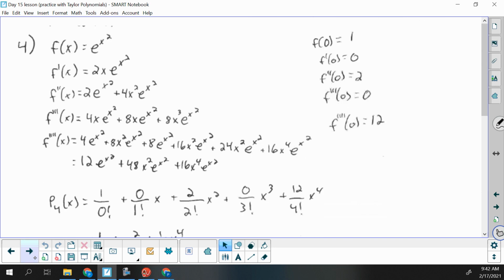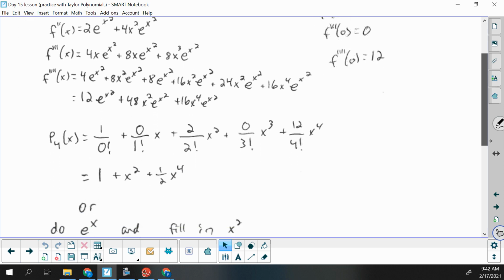For 4, two ways you could do it. This one we were centered at 0. So there's your long way, doing out all the derivatives and subbing in 0. But try and be smart about it.